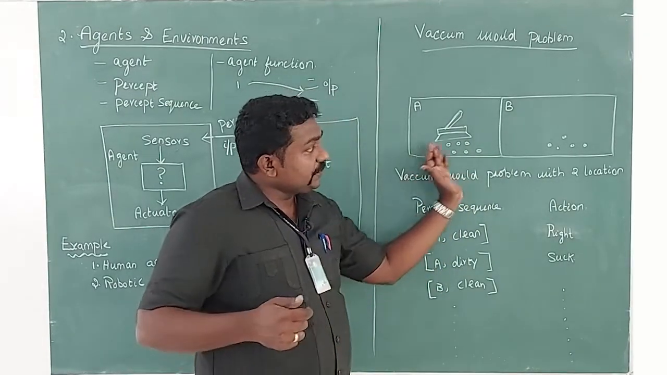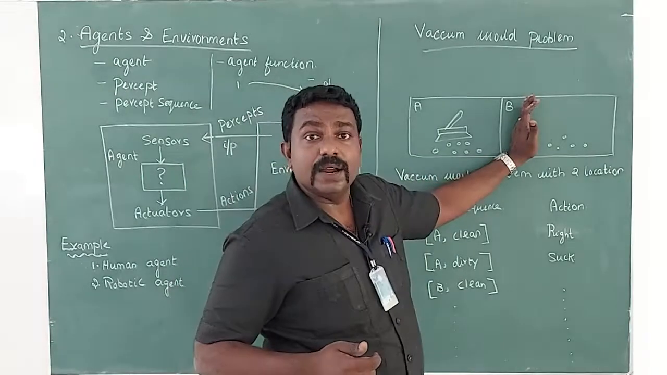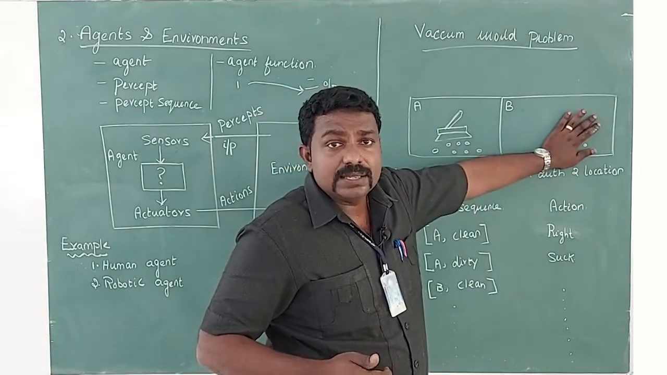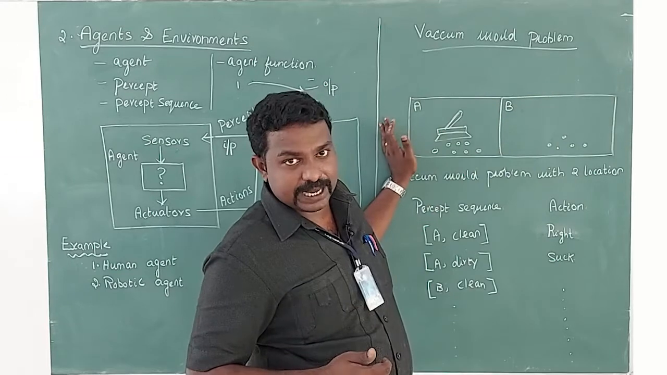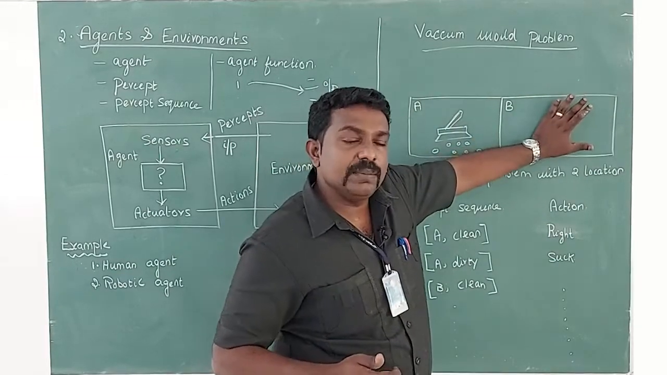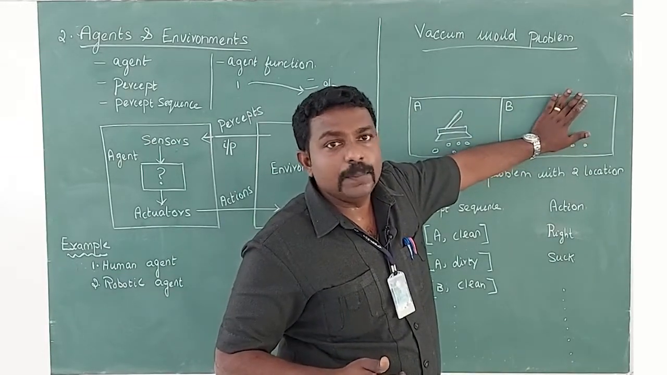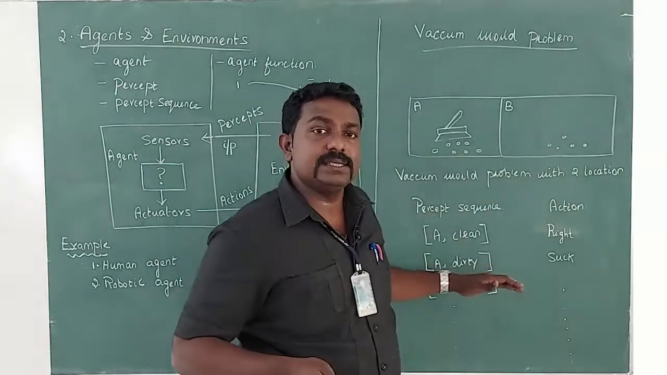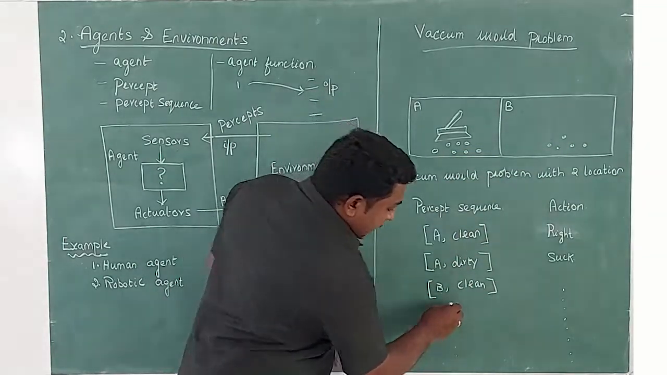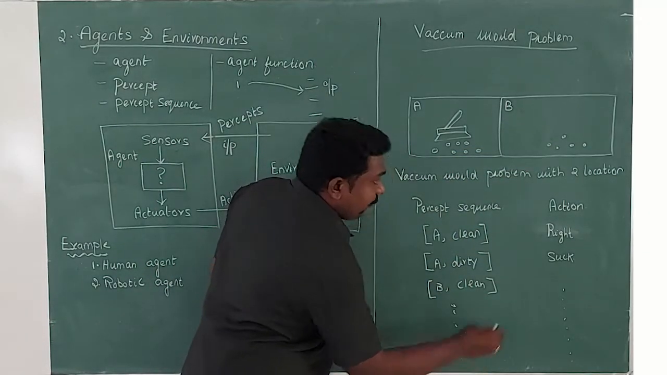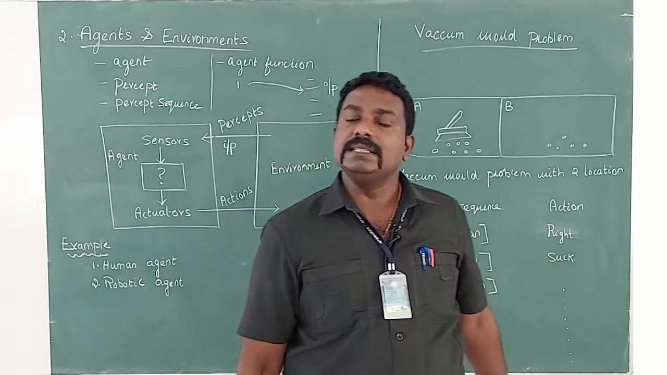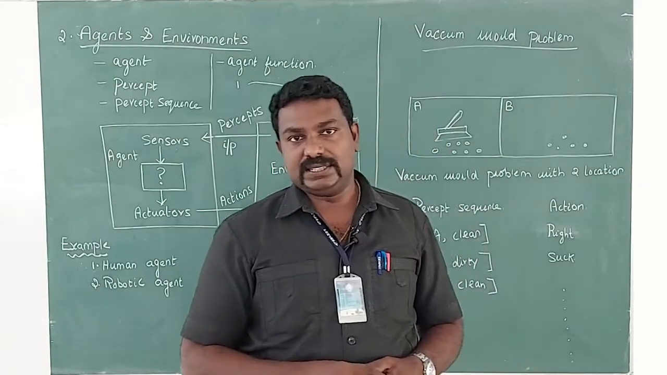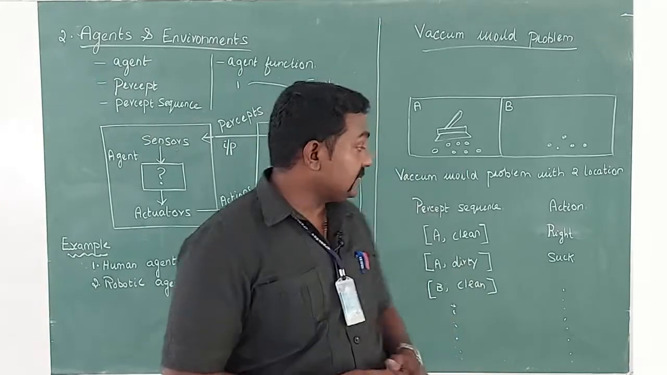Now suppose B is clean. What do you have to do? B is clean means you have to move to the left-hand side. If B is dirty, what will you do? You have to clean that particular room B. Like this, you have to generate a sequence of percepts and a sequence of actions. Entirely, it has different sequences.